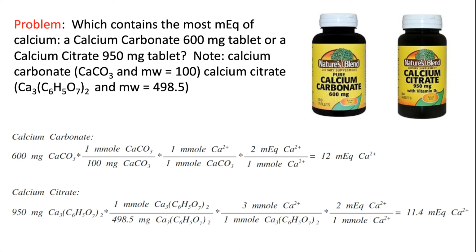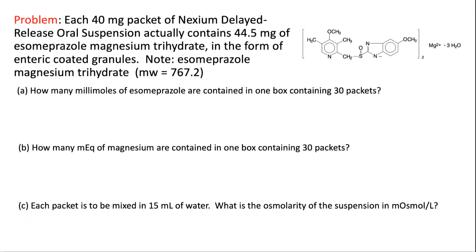But essentially, the reason there are different weights of calcium salts is that the calcium carbonate 600 provides about 12 milliequivalents of calcium, whereas that same amount of calcium, maybe a little bit less, 11.4, is what you get when you use a 950 milligram calcium citrate tablet. And that's the end of this question. All right, let's go on to the next question.